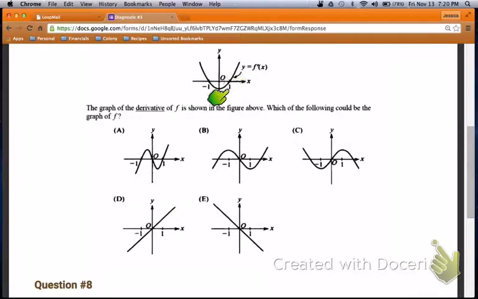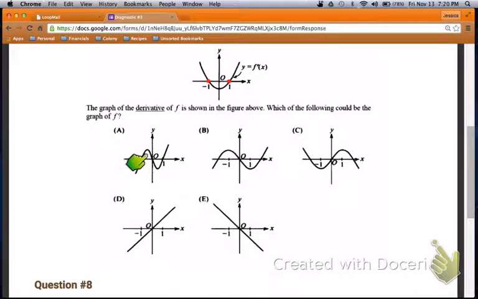So f prime of x, remember that wherever f prime of x has a 0, that means that the original function should have a turning point or a horizontal tangent. So it could just be a flat part. So I notice that the derivative has a 0 at negative and positive 1, which means that my original function should have a turning point at negative and positive 1.